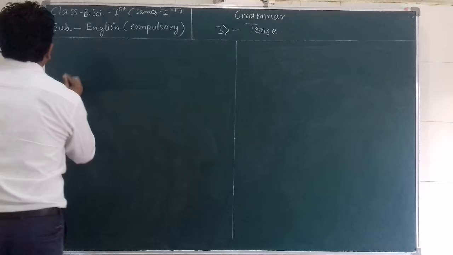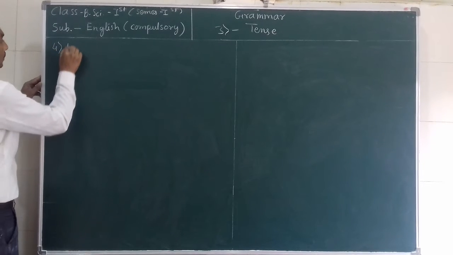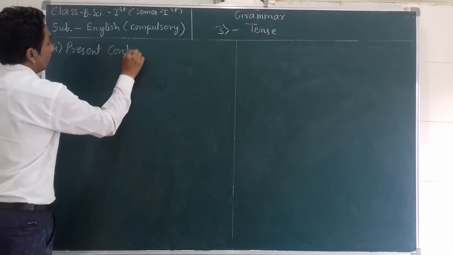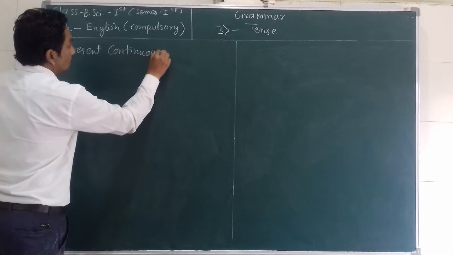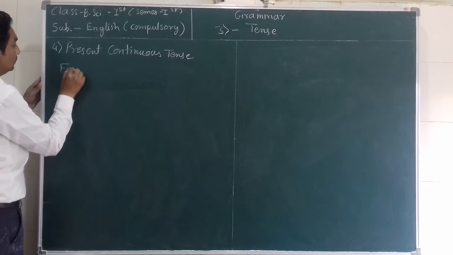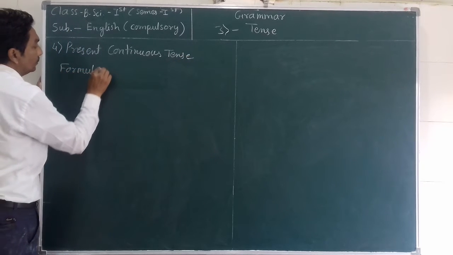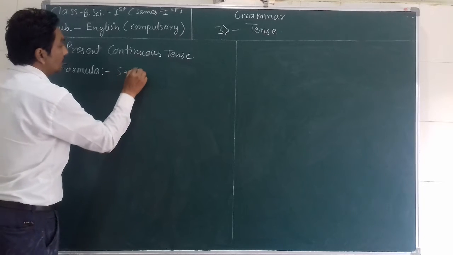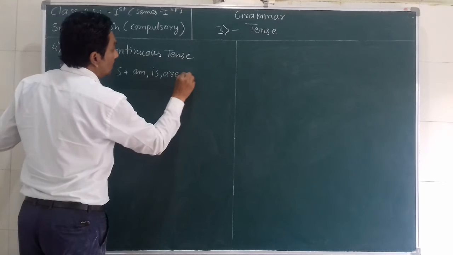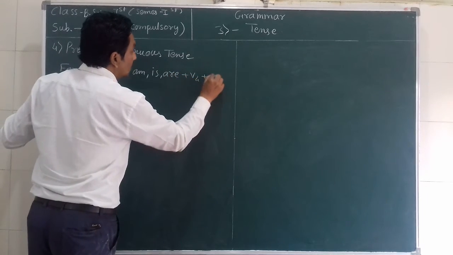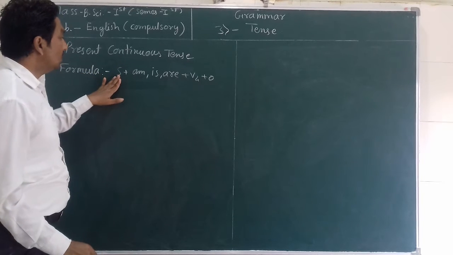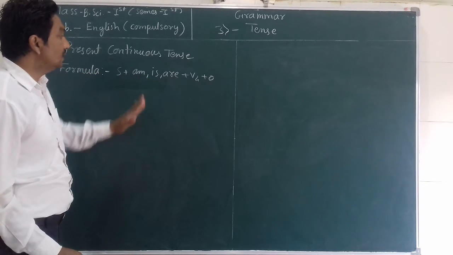So, fourth type, present continuous tense, and the formula is subject plus am, is, are plus V4 plus O. So in present continuous tense, after the subject we have to use am, is, are.